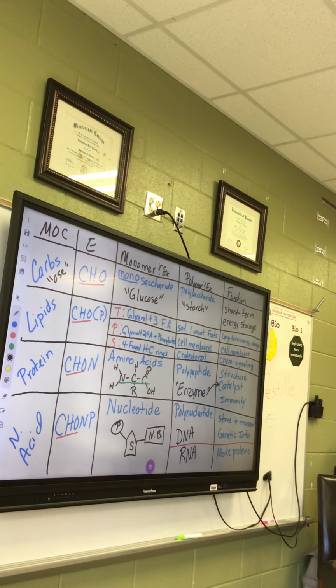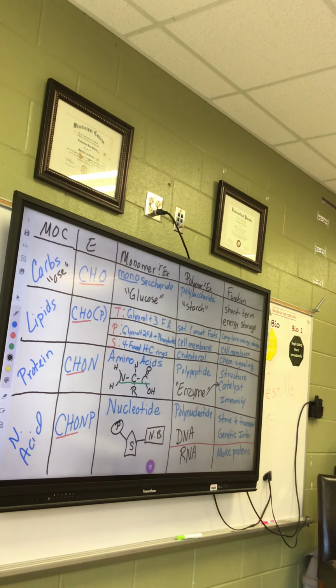All right, last one, the nucleic acid. What are the elements of a nucleic acid? All 5 of them. Carbon, hydrogen, oxygen, nitrogen, and phosphorus. Which 3 elements are found in all 4 major organic compounds? Carbon, hydrogen, and oxygen. What's the monomer for a nucleic acid? Nucleotide. Nucleotides have three parts that make them up. What are they?